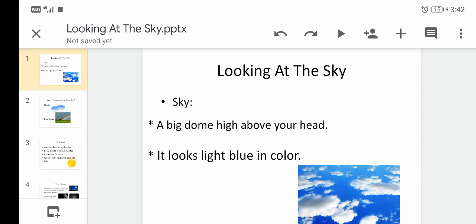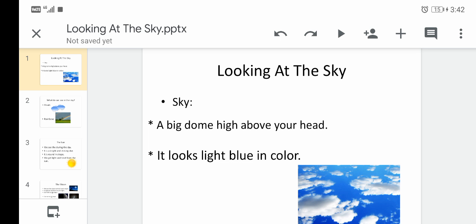Our topic today in social studies is lesson 4, looking at the sky. If we go out in the open and look above, what shall we see? We're going to see a big dome high above our heads. That's what we call the sky.